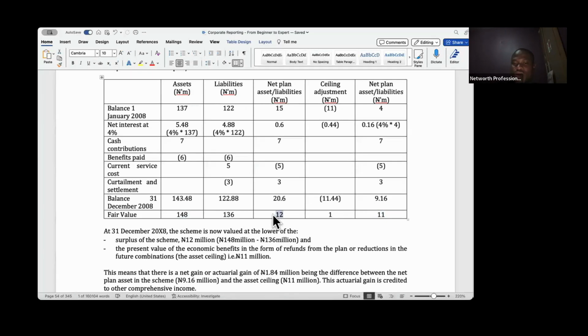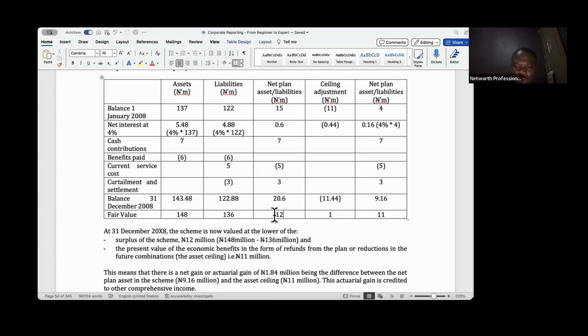not this anymore. Because the question already gave me, he has already subjected this surplus to a recoverability test or to an asset ceiling test. And don't forget, this can only happen when you have a surplus, meaning when your asset is higher than your obligation. So when we compared it, there was a ceiling adjustment of 1 to reduce this to 11 million. So this is what goes to my non-current assets as surplus, while this one will represent changes in the effect of asset ceiling that will go to my OCI.